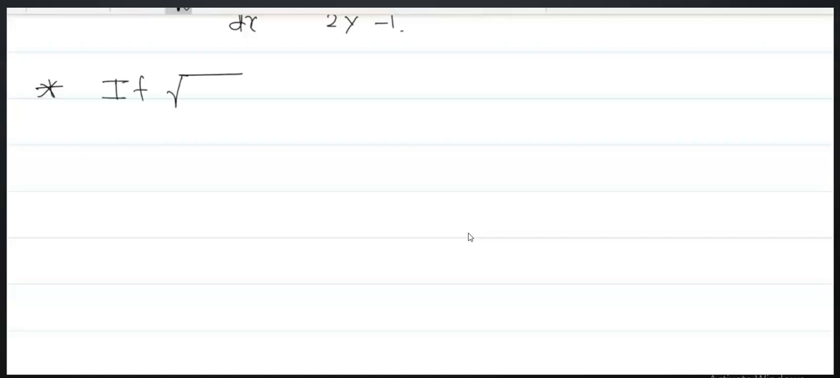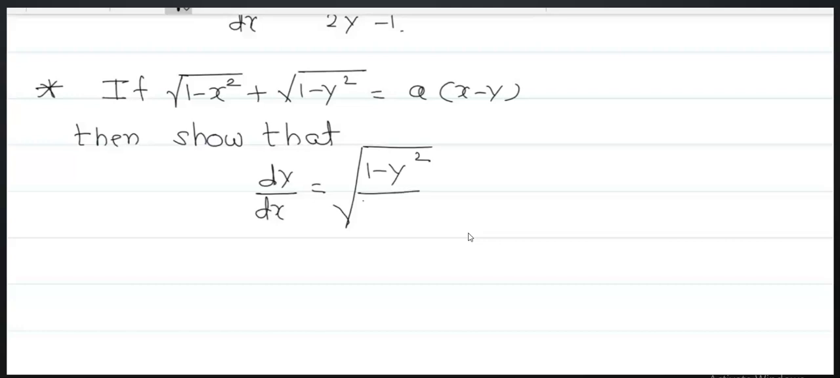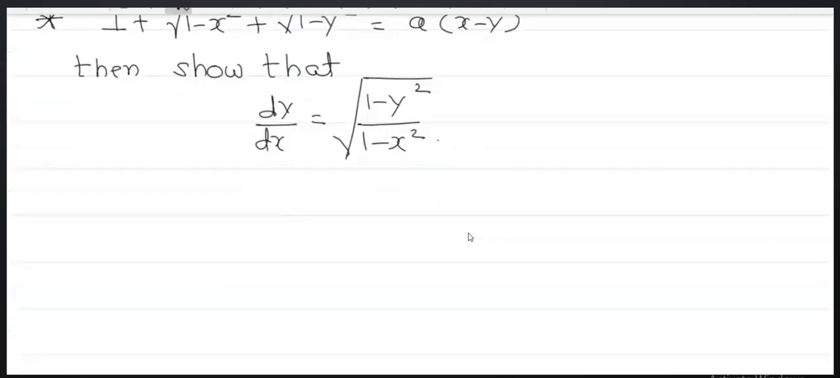Next is the sixth one. If root of 1 minus x square plus root of 1 minus y square is equal to a (x minus y), then show that dy by dx is equal to root of (1 minus y square upon 1 minus x square).